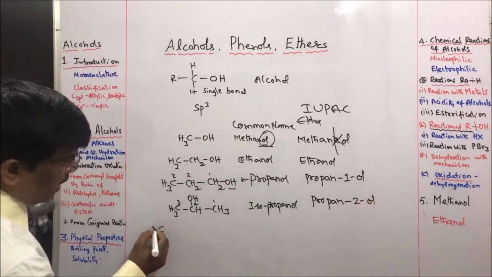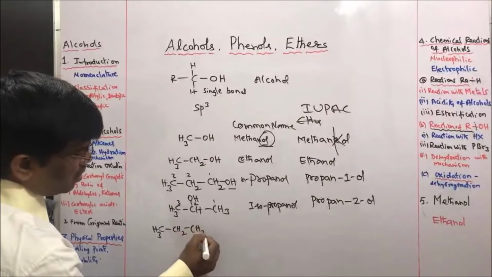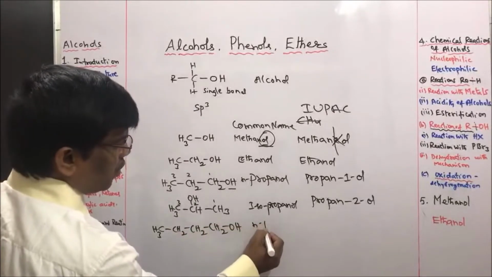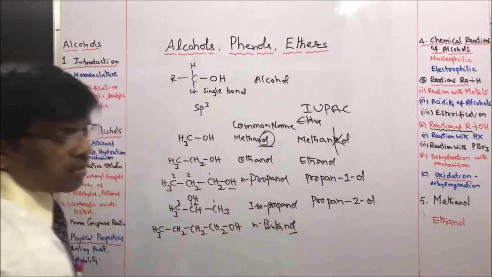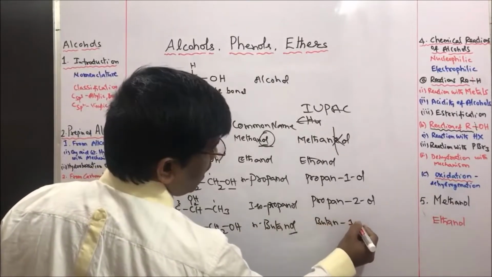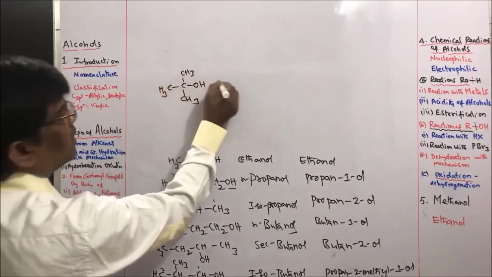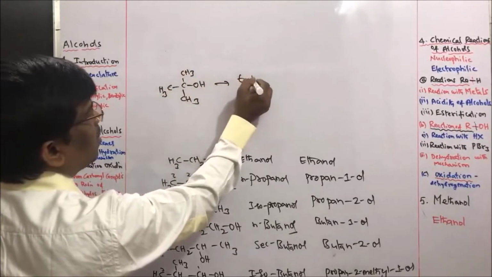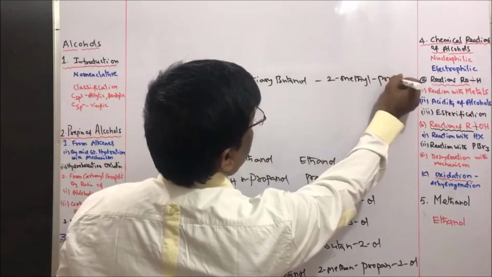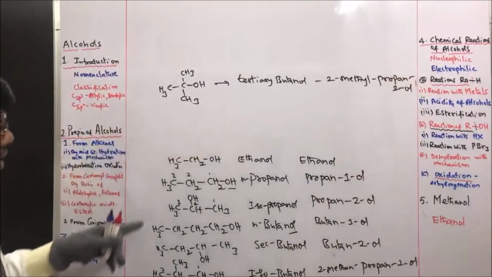Similarly, if you take a 4-carbon compound, CH3, CH2, CH2, CH2OH, it is n-butanol. The OL suffix, students, butanol, it is butan-1-ol. With three CH3 groups on the carbon bearing OH, this is tertiary butanol, whereas the IUPAC name is 2-methylpropan-2-ol. It is a tertiary alcohol.